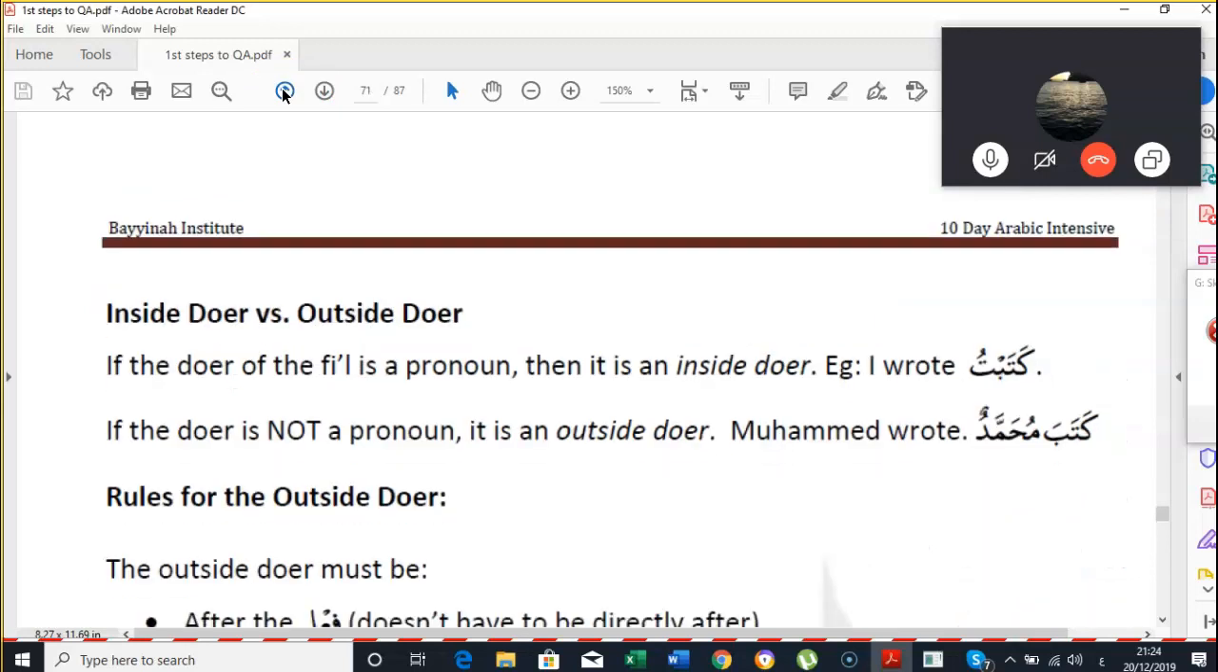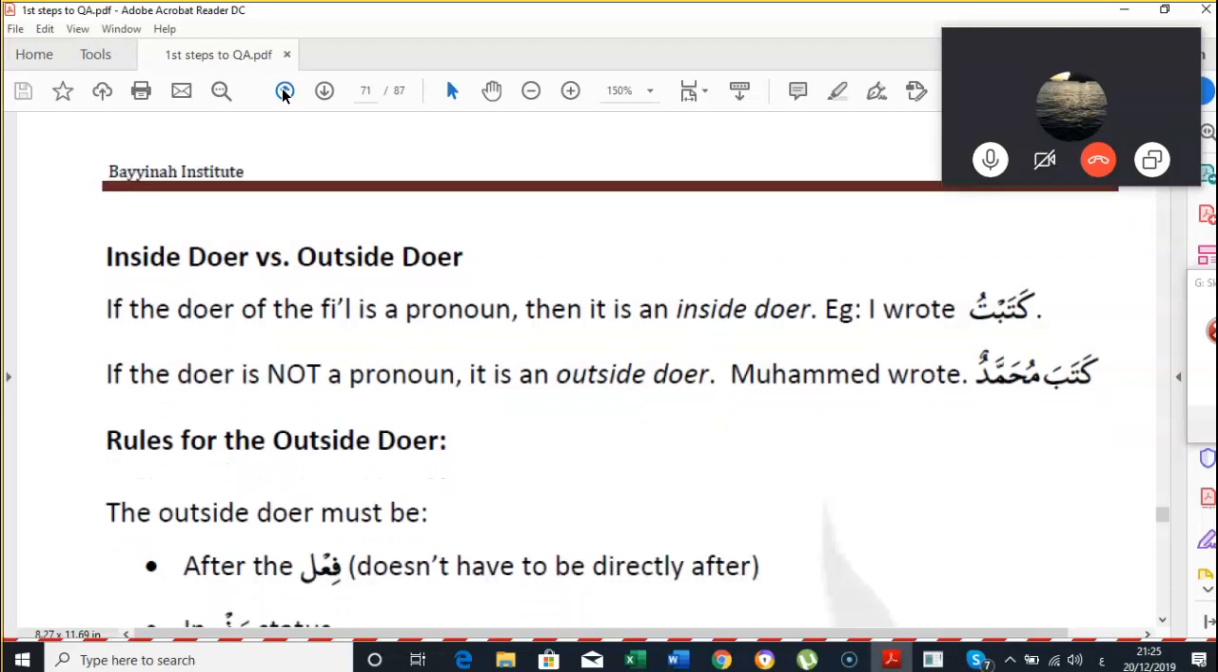Okay, if you go through to your book now, inside outside doer, we'll go through some of these. Obviously, we can't do the ones with the present tense. We'll go through some of the past tense. Are you guys on the right page? Inside versus outside doer? Page 43, yeah.